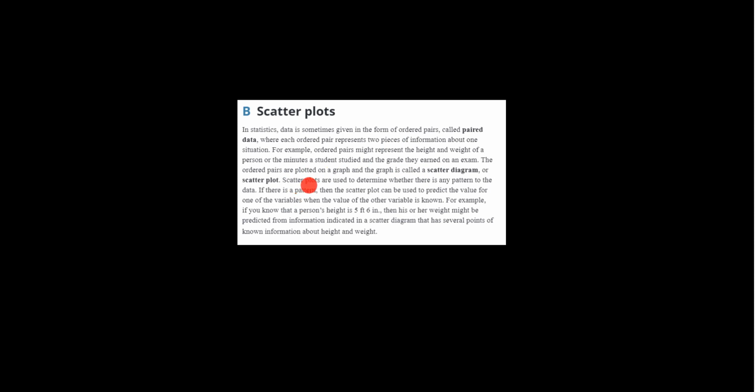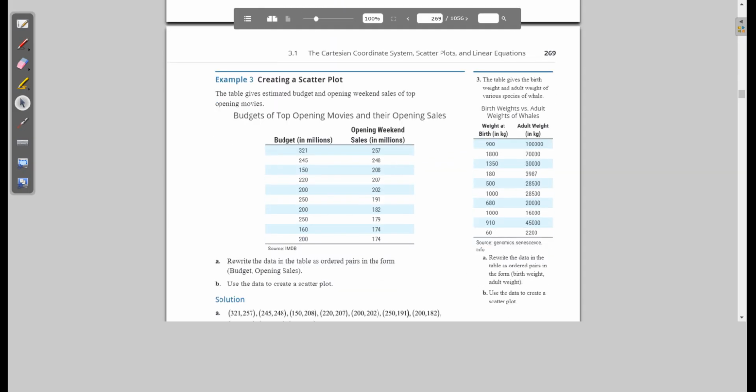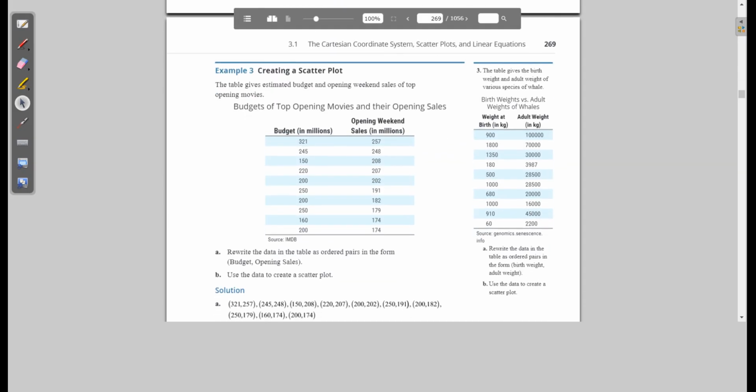Scatter plots are used to determine whether there is any pattern to the data. If there is a pattern, then the scatter plot can be used to predict the value for one of the variables when the value of the other variable is unknown. So, for example, if you know that a person's height is 5'6", then his or her weight might be predicted from the information indicated in a scatter diagram that has several points of known information about height and weight. So kind of like an average, right? And I'm sure many of you might have started seeing scatter plots pop up left and right, especially from COVID.